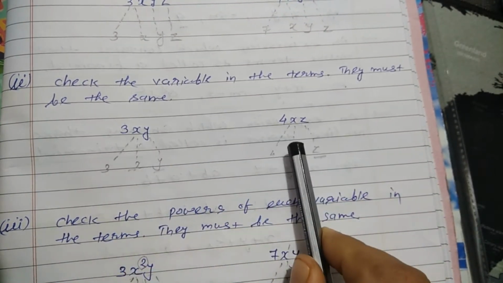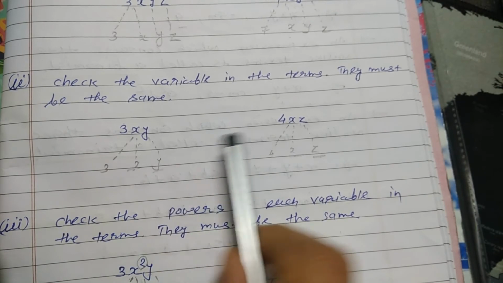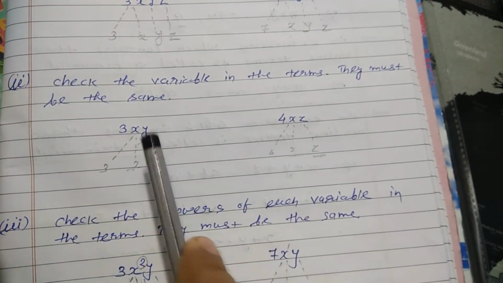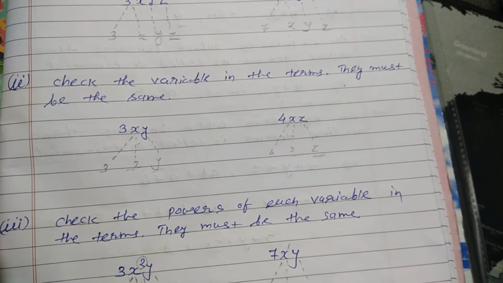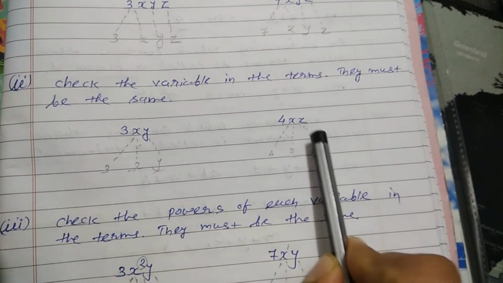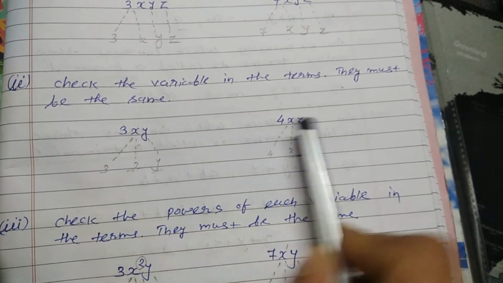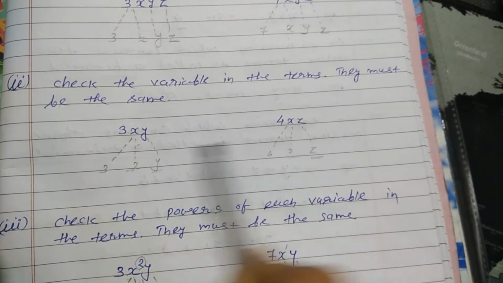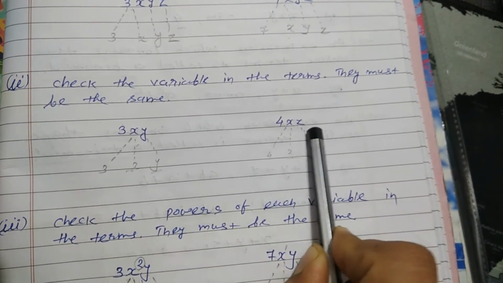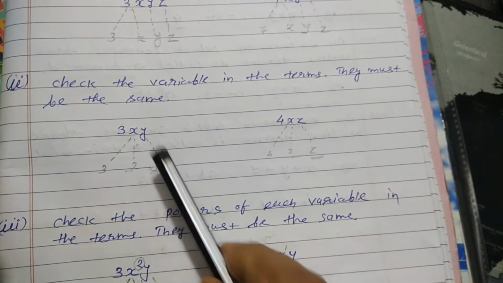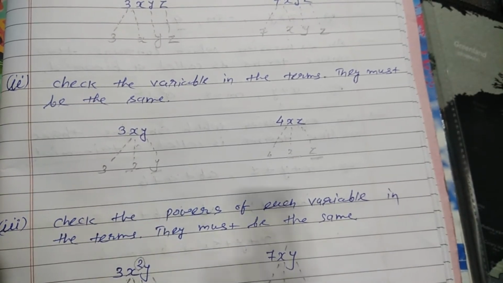If the variables are the same, then you have to find their algebraic factors and compare them. If the variables are different, then we can directly say that they are unlike terms. Here, 3xy and 4xz: directly we can see that in one there are variables x and y, and in the other x and z. So y and z are different here. So these two terms are unlike terms. You do not have to write their algebraic factors and then compare.